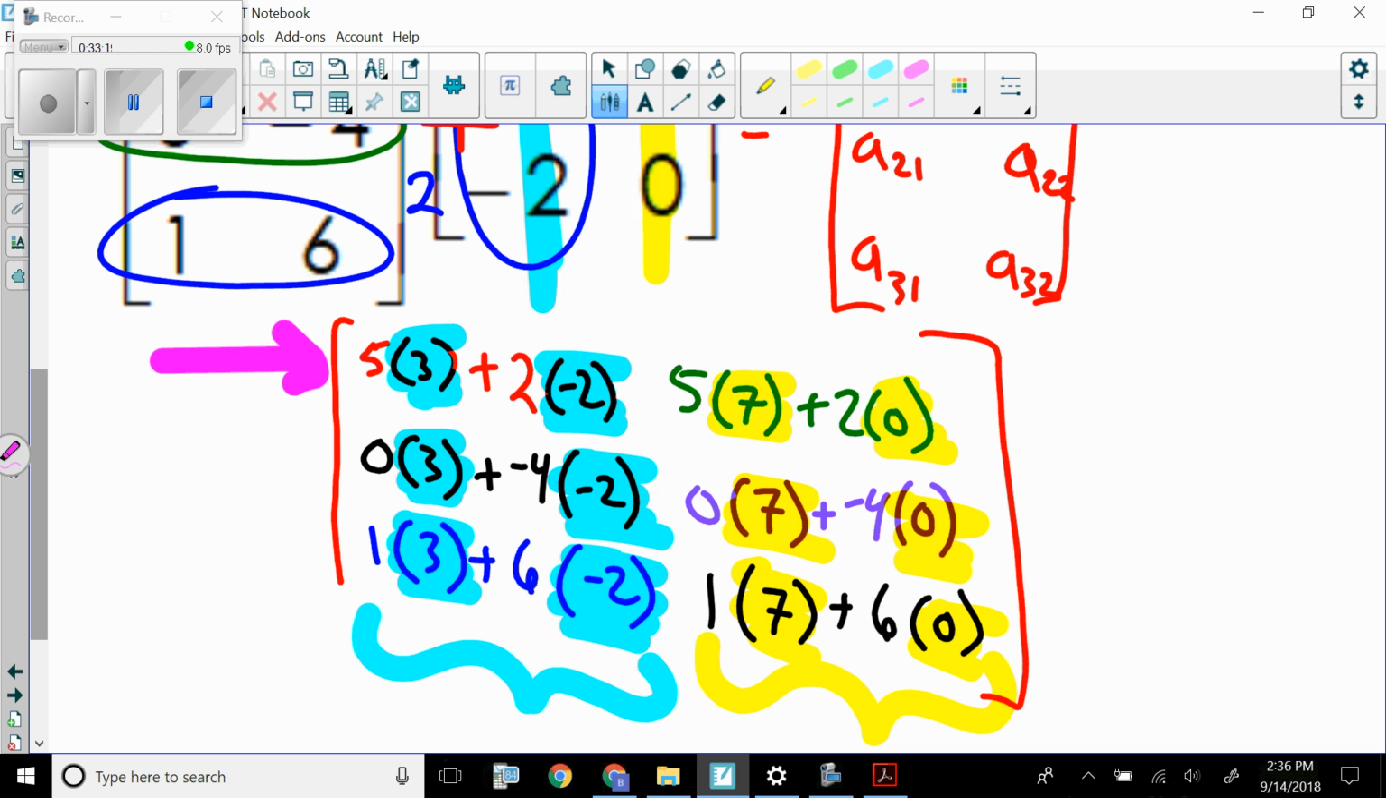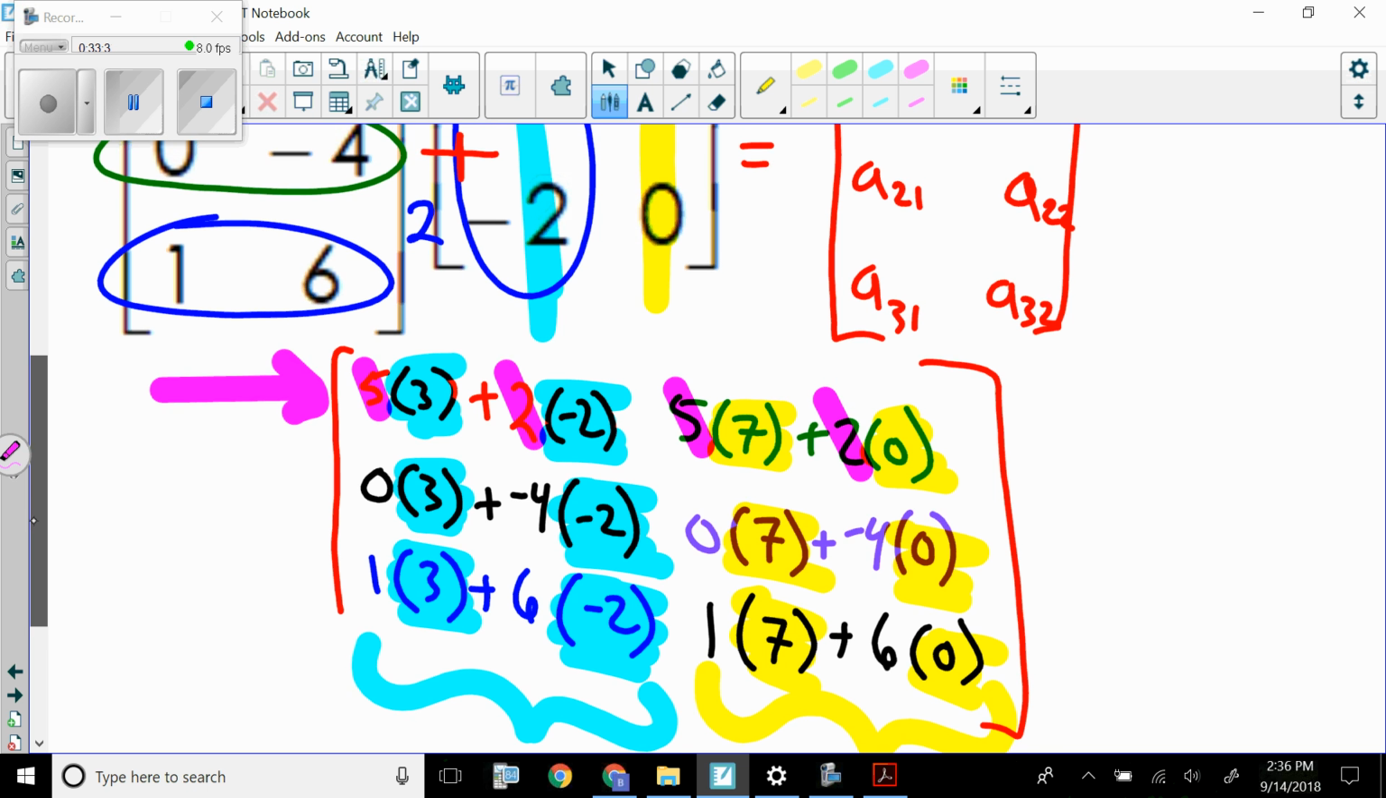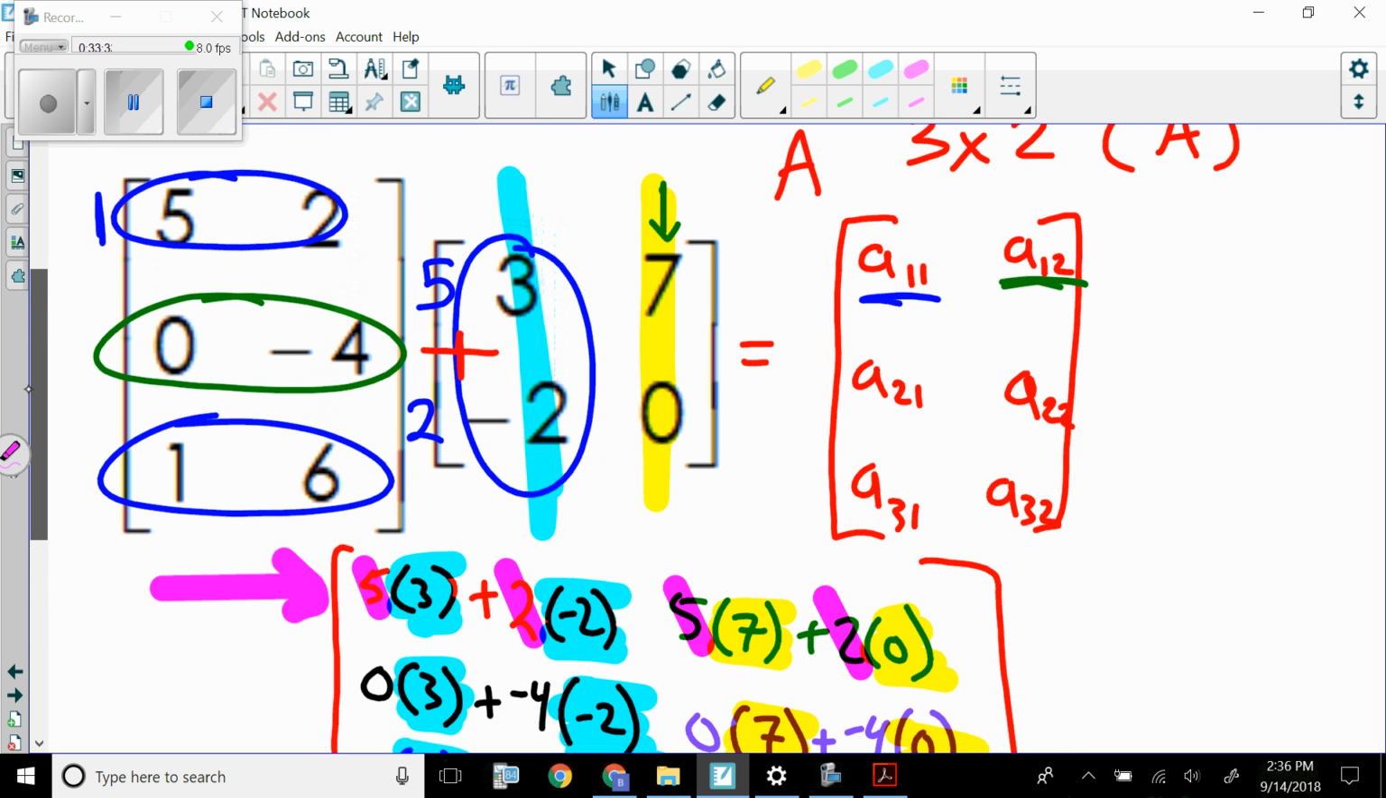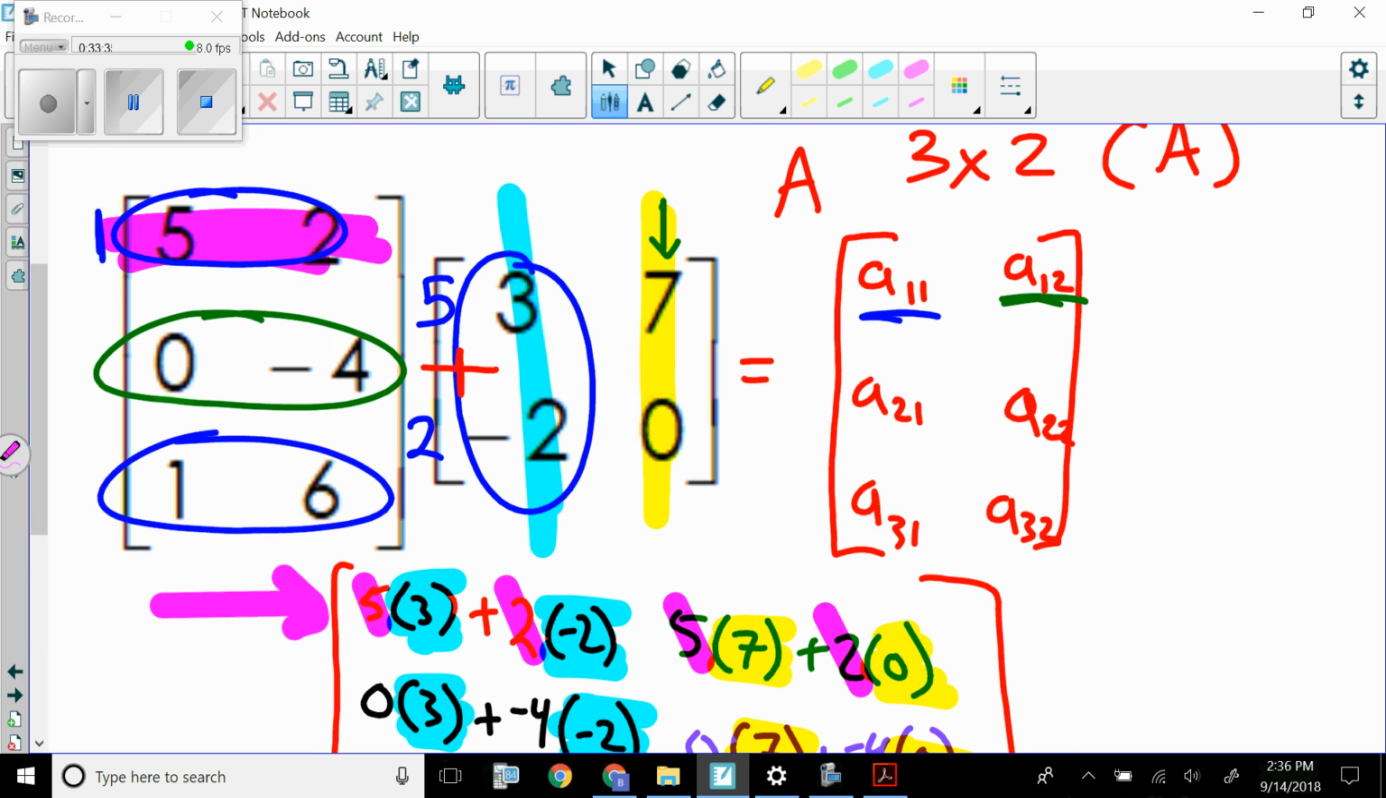Here I'm not going to highlight it, but you can see that I have 5, 2, and 5, 2. I'm not going to highlight all of them because I think it'll get a little too crazy with all the colors. But I have 5, 2, 5, 2, and I see in the first row I had 5, 2.